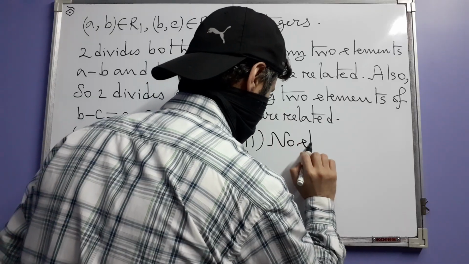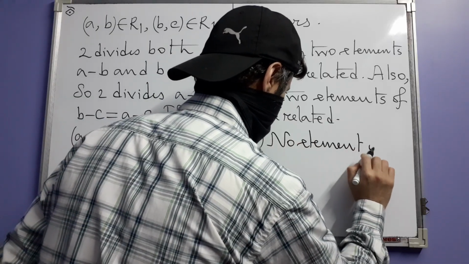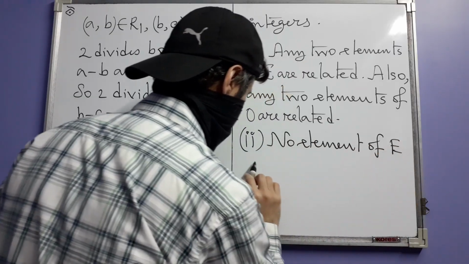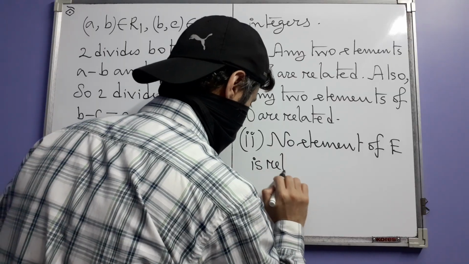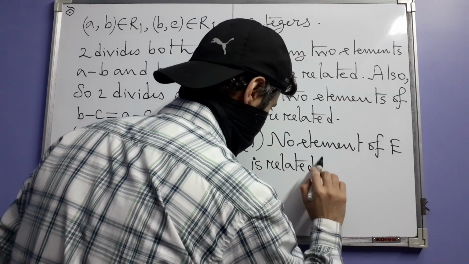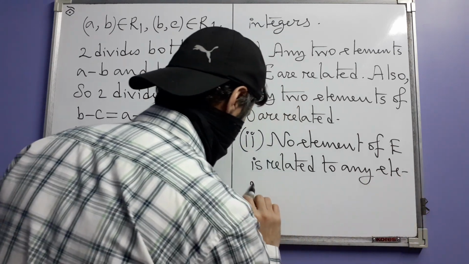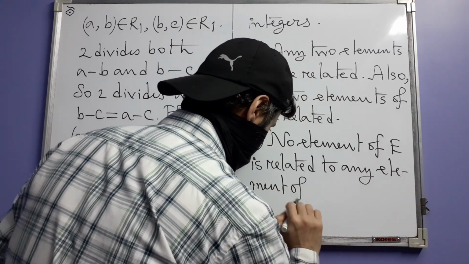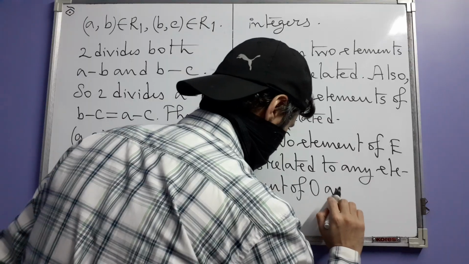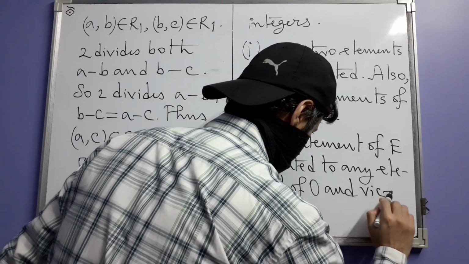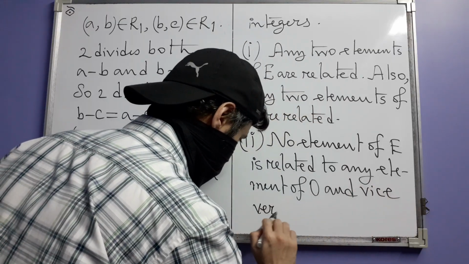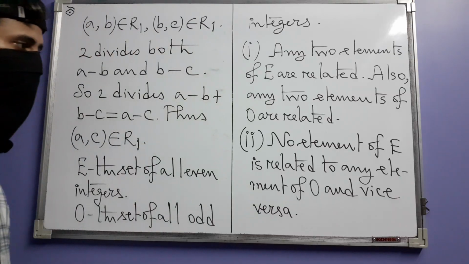No element of E is related to any element of O and vice versa. That is, no element of O also is related to any element of E.